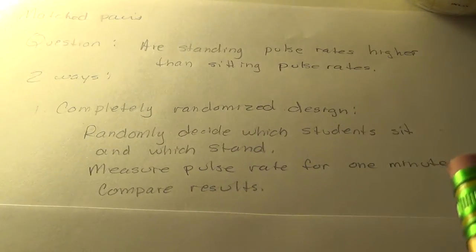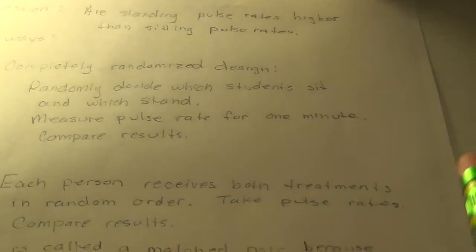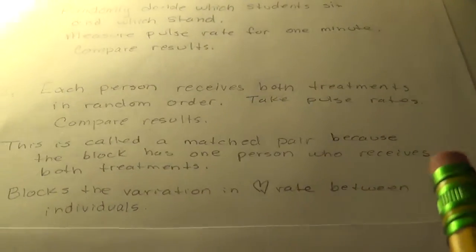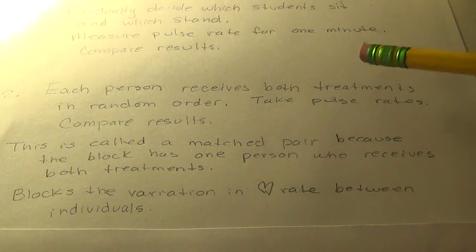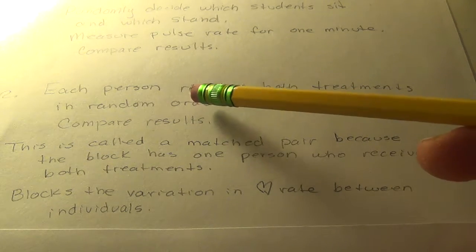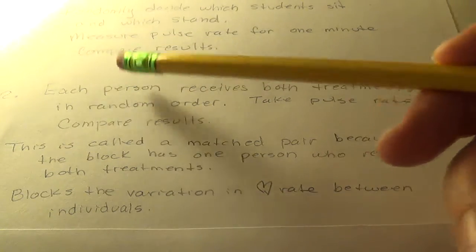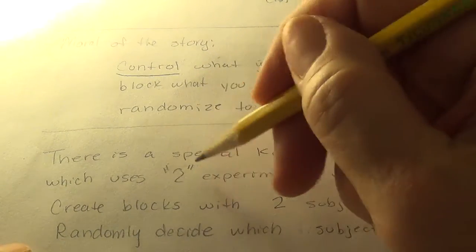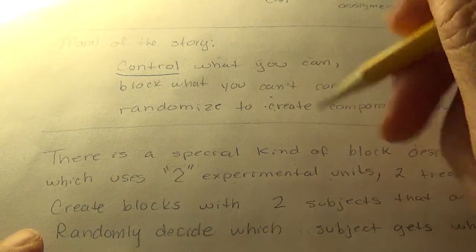So this is definitely a case where matched pairs would be the way to go. So let's look at what the design would look like using matched pairs. Each person receives both treatments in random order. So that's interesting. Each person. So how many people are in the matched pair? Actually, there's only one. So I'm going to go back there where I put the quotes around the 2. So we use 2 experimental units.